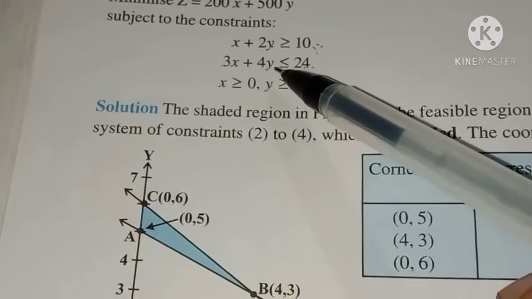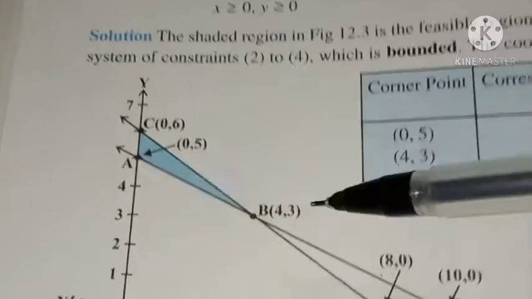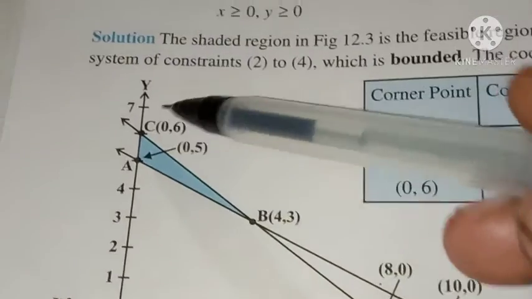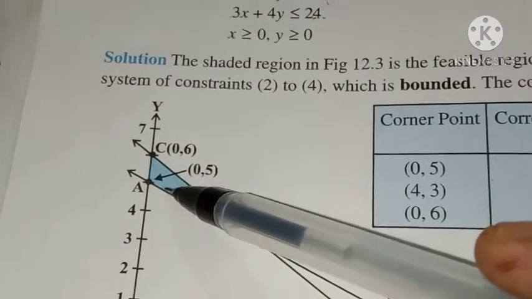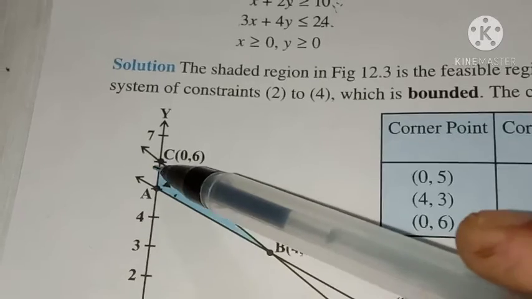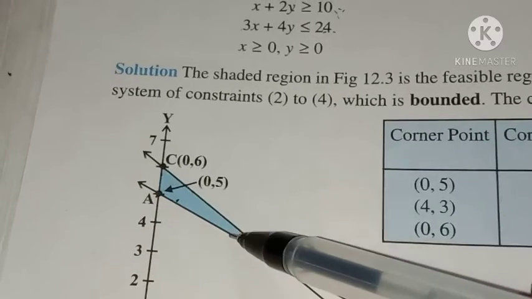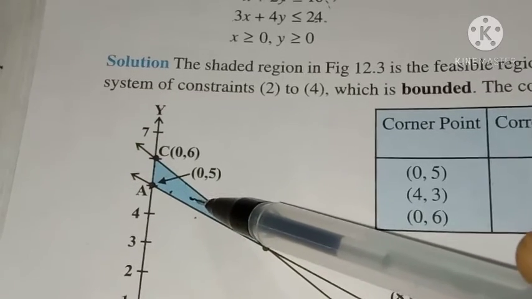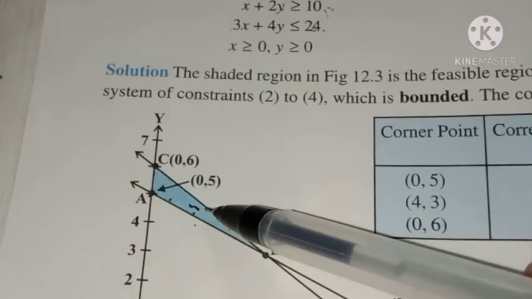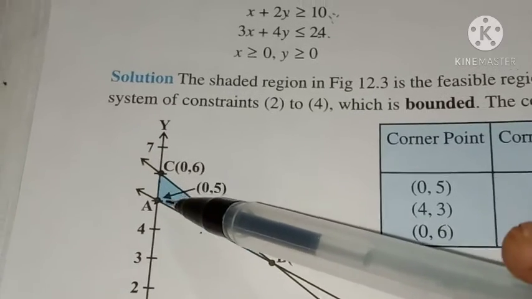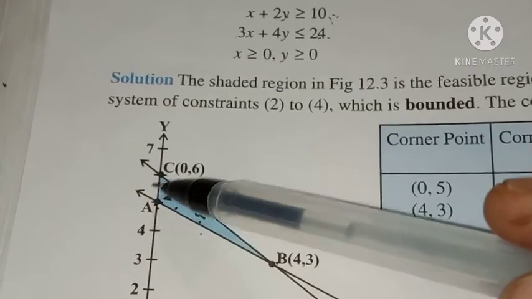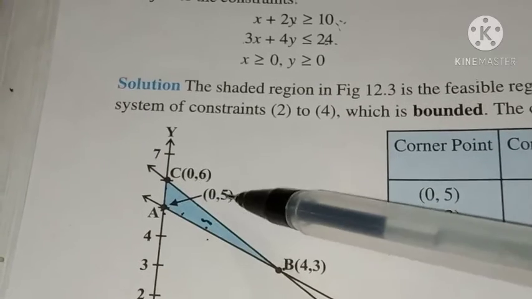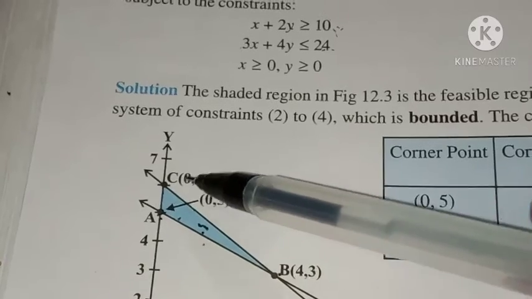Now 3x + 4y ≤ 24. This is this line, and less than or equal to means the below portion. So the above portion and the below portion determine this region, which is common to both of these lines. This shaded region is known as the feasible region. Now listen to the corner points A, B, C. What is the coordinate of A? It is (0, 5). The coordinate of C is (0, 6).